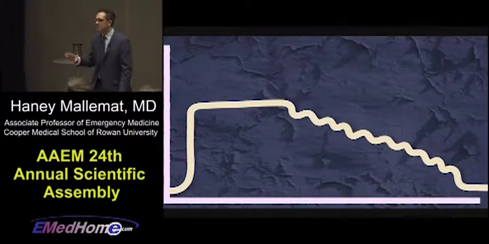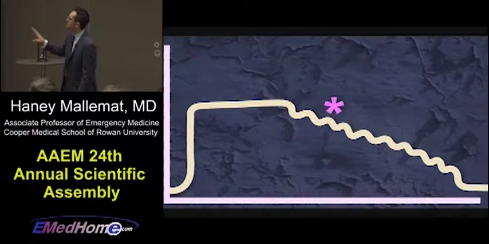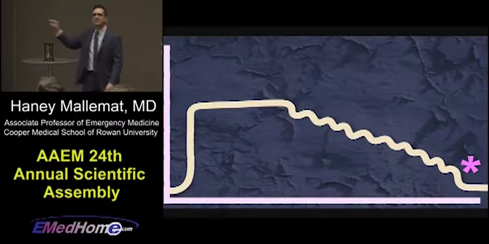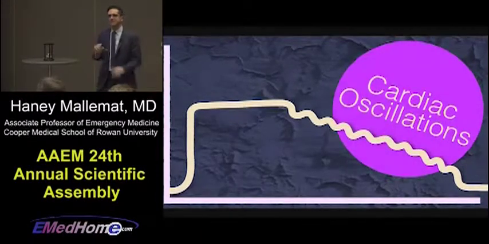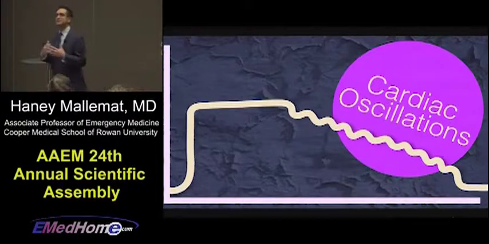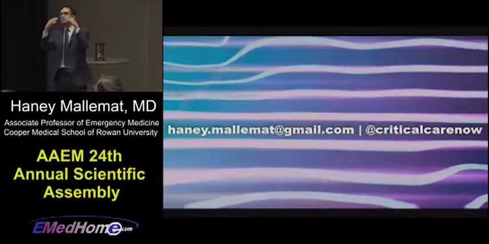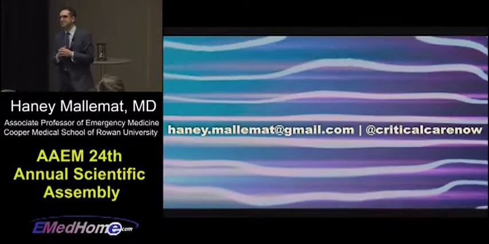The last waveform is my favorite, but it's the most benign. This one is called cardiac oscillations. Look at these little blips as you get down to that zero waveform. This is a benign process, and what happens here is the expiration is prolonged, and the heart that's beating underneath is slowly pushing that CO2 out to the detector.